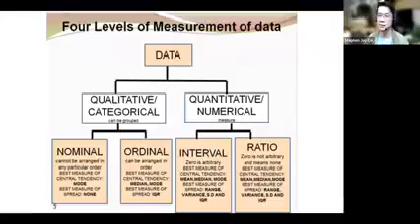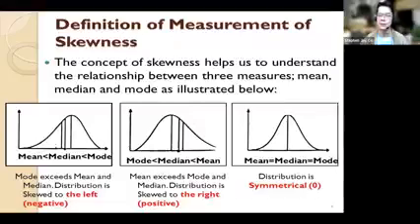For statistics, you have the different kinds of data: qualitative and quantitative. For qualitative, you have nominal data and ordinal data. For quantitative, you have interval and ratio data. And then the definition of skewness. Skewness is understanding the measures of mean, median, and mode: the symmetrical, the positively skewed, and the negatively skewed. In negatively skewed, the mode exceeds the mean and median. In positively skewed, the mean exceeds the mode and the median.